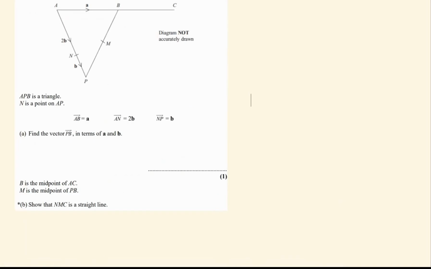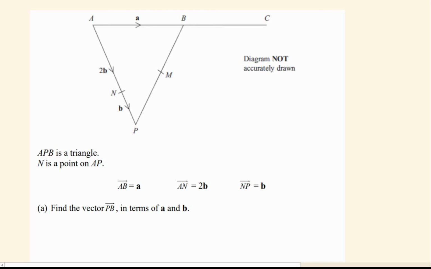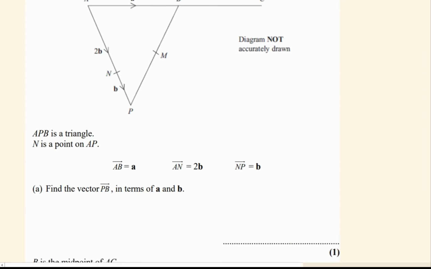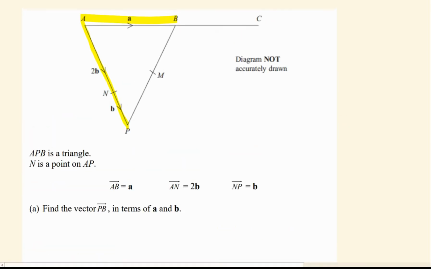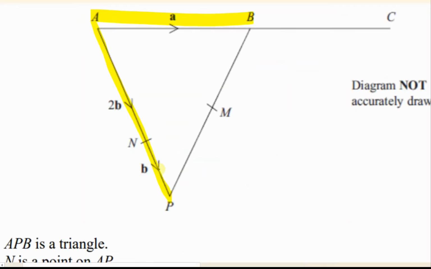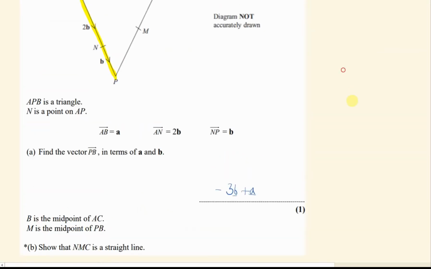Okay, that's kind of the basic idea. Let's go through a few more common examples. These are some more typical exam style questions. First part, I've got something fairly straightforward. We need to work out the vector from P to B. I'm going to go this direction. We can see here, I go minus B backwards, minus 2B backwards, and then A forwards. So that's going to be minus 3B plus A.